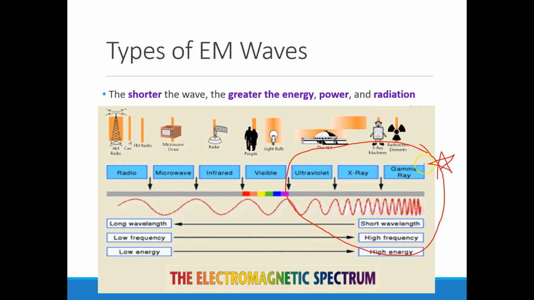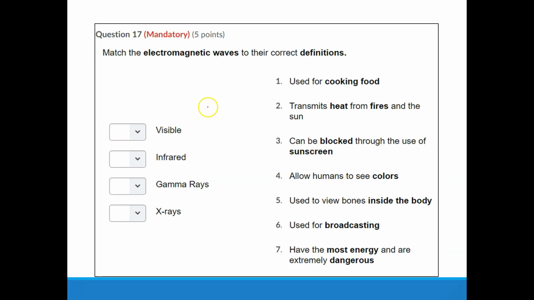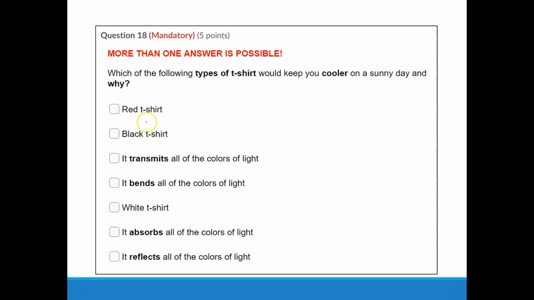And gamma rays, again, think about nuclear fallout. These are extremely dangerous because they are highly energetic. All right, so at this point, you should be able to match all of these up: visible, infrared, gamma rays, and X-rays. You won't use all of the definitions, so just make sure you're finding the correct definitions for number 17.